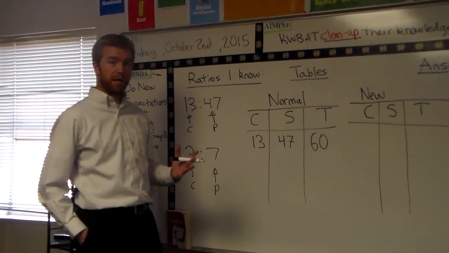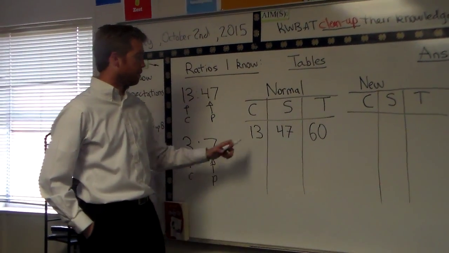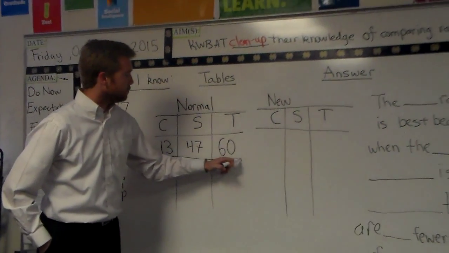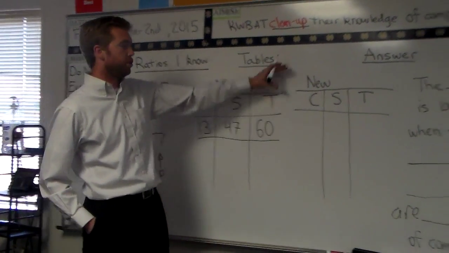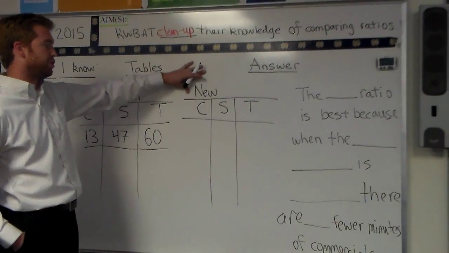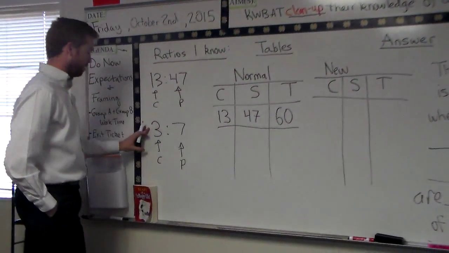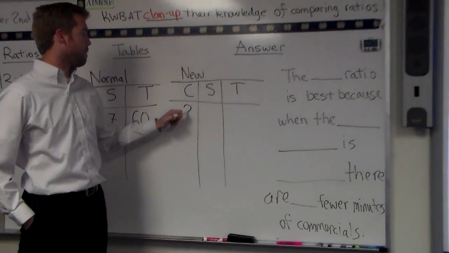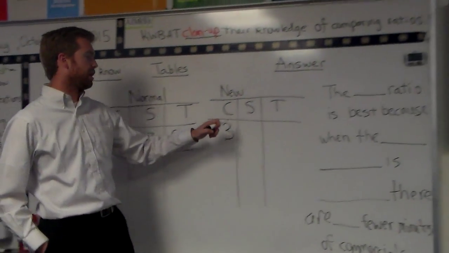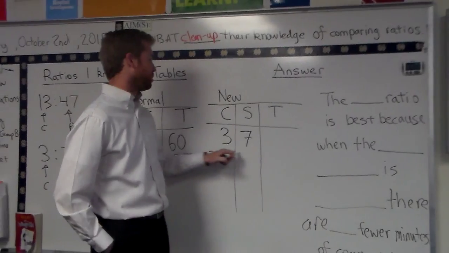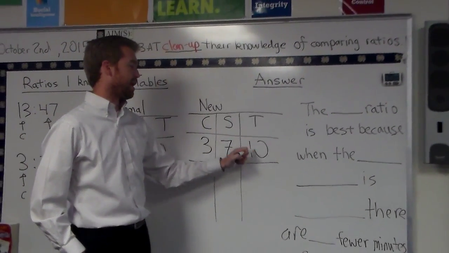So again, if you need to pause the video and catch up, please do that now. So let's now put our other ratio into the other table. This is the new ratio that they're trying to change it to. So I've got my commercial with 3 minutes. I've got my 7 for my show time. That means here, this ratio, the total is 10.